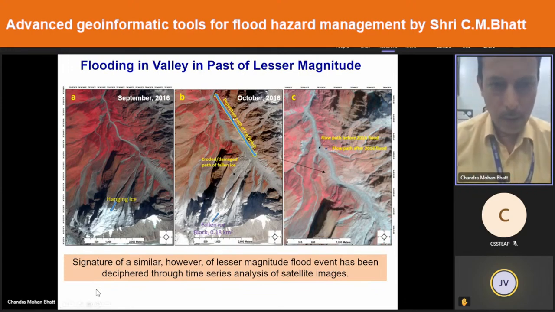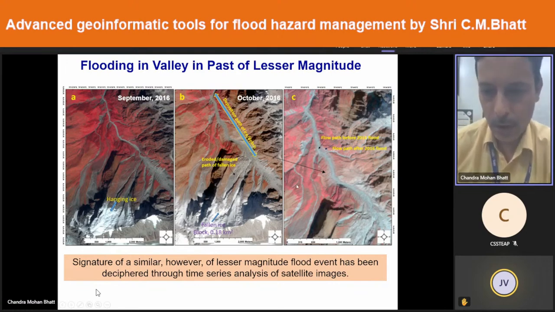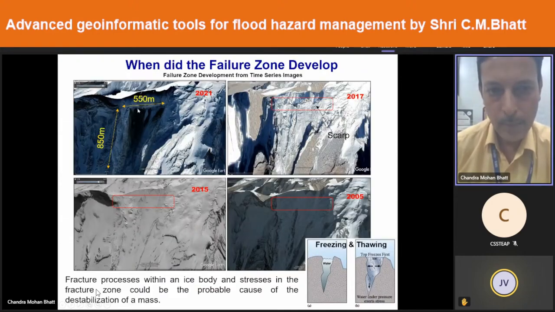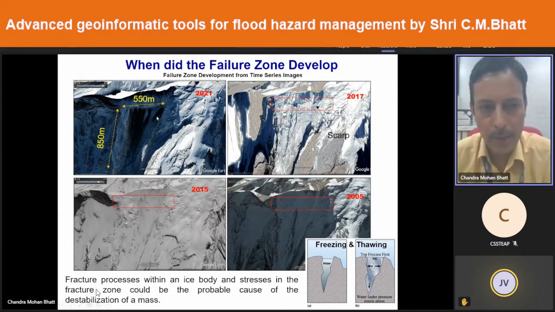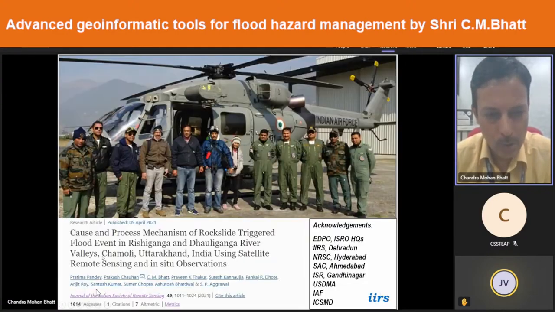From the historical satellite images, we were able to see that this area also had experienced similar kinds of floods, but not of such magnitude, or the dislodging of the material in that area earlier also has been noticed. We had done some study to find out how the development happened, where the crack developed and the material got dislodged, by using historical or temporal images to find out what has happened and when it started. There was a paper also brought out by us.